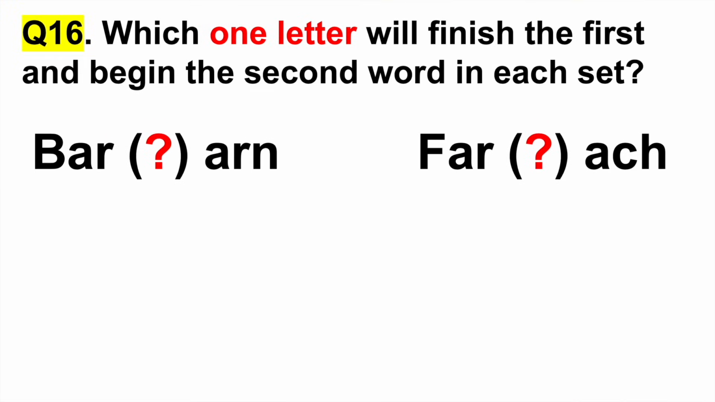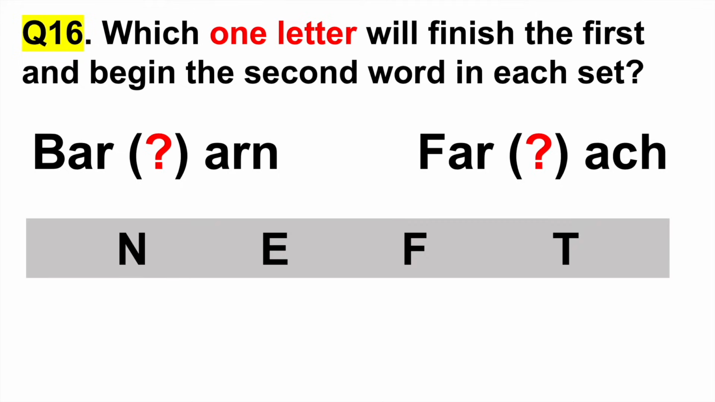Here we go. Question 16. Which one letter will finish the first and begin the second word in each set? And we are then given four letters to choose from, N, E, F, T. So which one of those letters, N, E, F, T, will finish the first word and begin the second word in each set? Well, the correct answer is E.